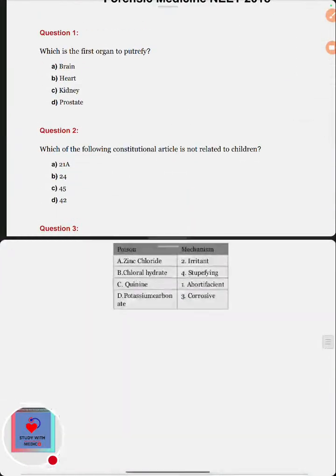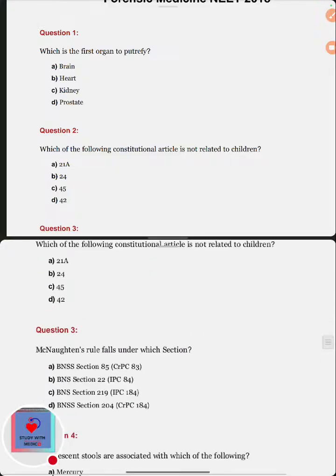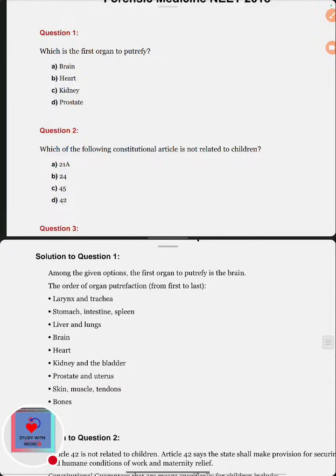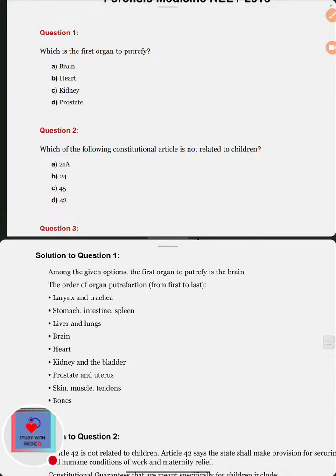Which is the first organ to putrefy? The first organ to putrefy is the larynx and trachea, and the last are the prostate and uterus. The order is: larynx and trachea, stomach, intestine, spleen, liver, lungs, then brain, then heart, then kidney and bladder, then prostate and uterus, then skin, muscles and lymph.